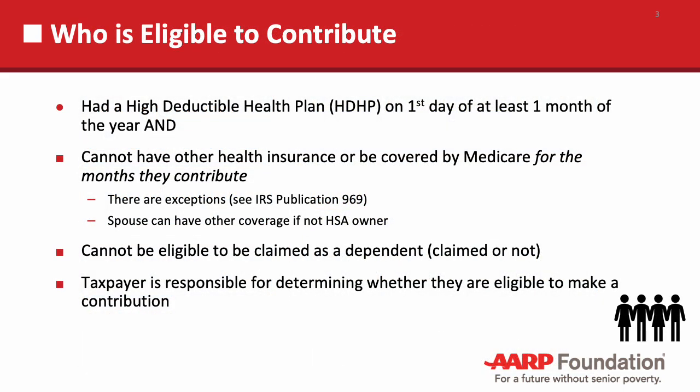I highlighted the term eligible individual in the prior slide. So, who is eligible to contribute to an HSA? Well, taxpayers who satisfy certain criteria. First, the account holder must have had a high deductible health plan on the first day of at least 1 month of the year, and they cannot have other health insurance or be covered by Medicare for the months they contribute. There are exceptions that can be found in IRS Publication 969, and a spouse can have other coverage if they're not the HSA owner. Finally, they cannot be claimed as a dependent whether or not someone claims them. Now, if they satisfy these 3 requirements, they're considered eligible to contribute to an HSA.